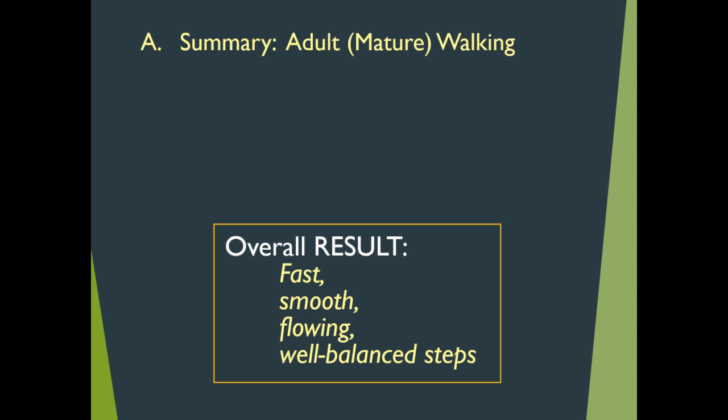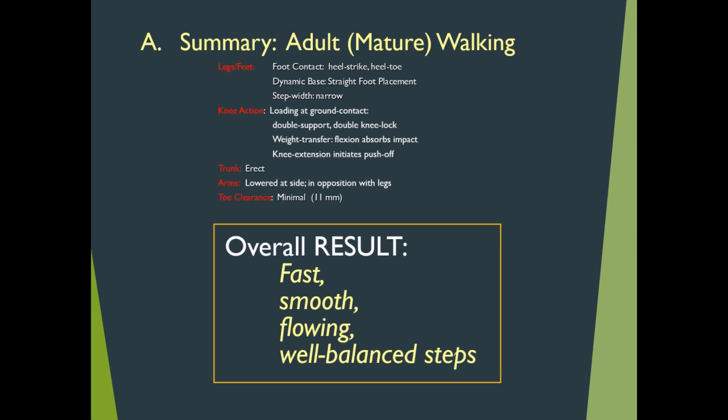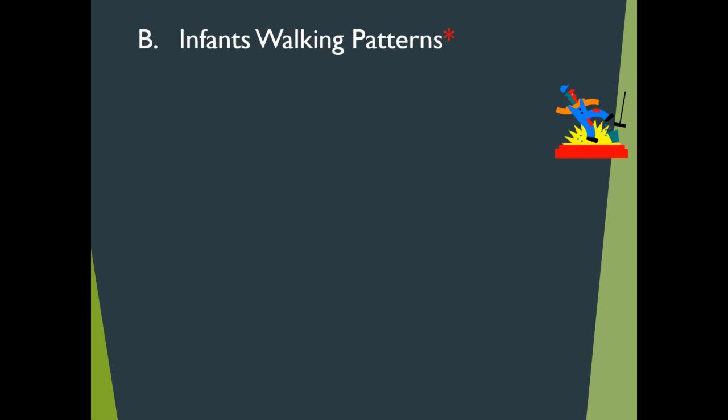As we look at the overall results, the gold standard is the adult walking pattern that is fast, smooth, flowing, and well balanced. In summary, all of this was discussed in the previous slides. This will be the basis of us comparing the walking patterns of infants and older adults. We will be using gait as a skill that crosses ages and stages. Literally, we're going to cover the lifespan. Therefore, we transition to the infant walking patterns.